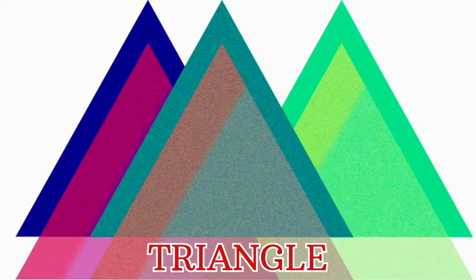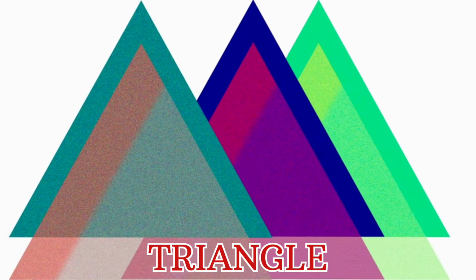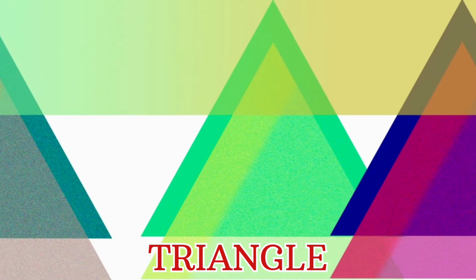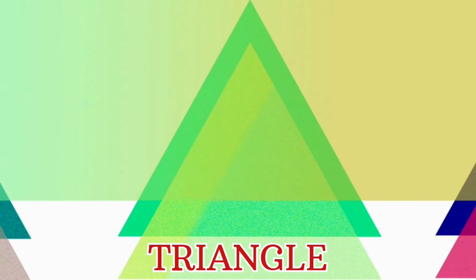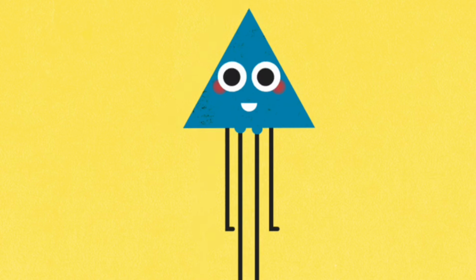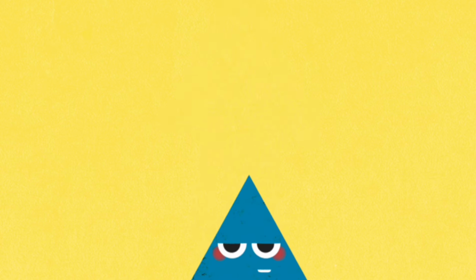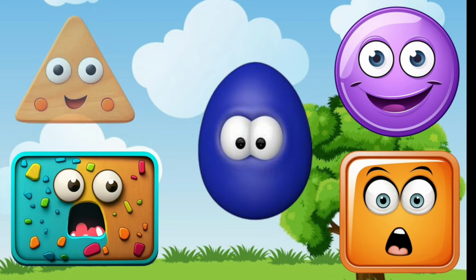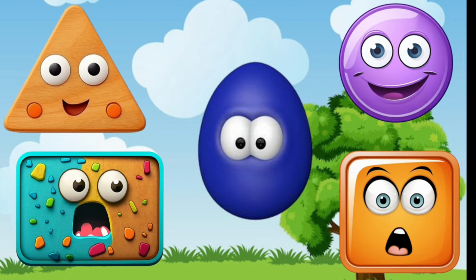I'm a triangle with three sides, three straight sides. I'm a triangle with three sides and a pointy head. Triangle, rectangle, circle, oval, square. Triangle, rectangle, circle, oval, square.